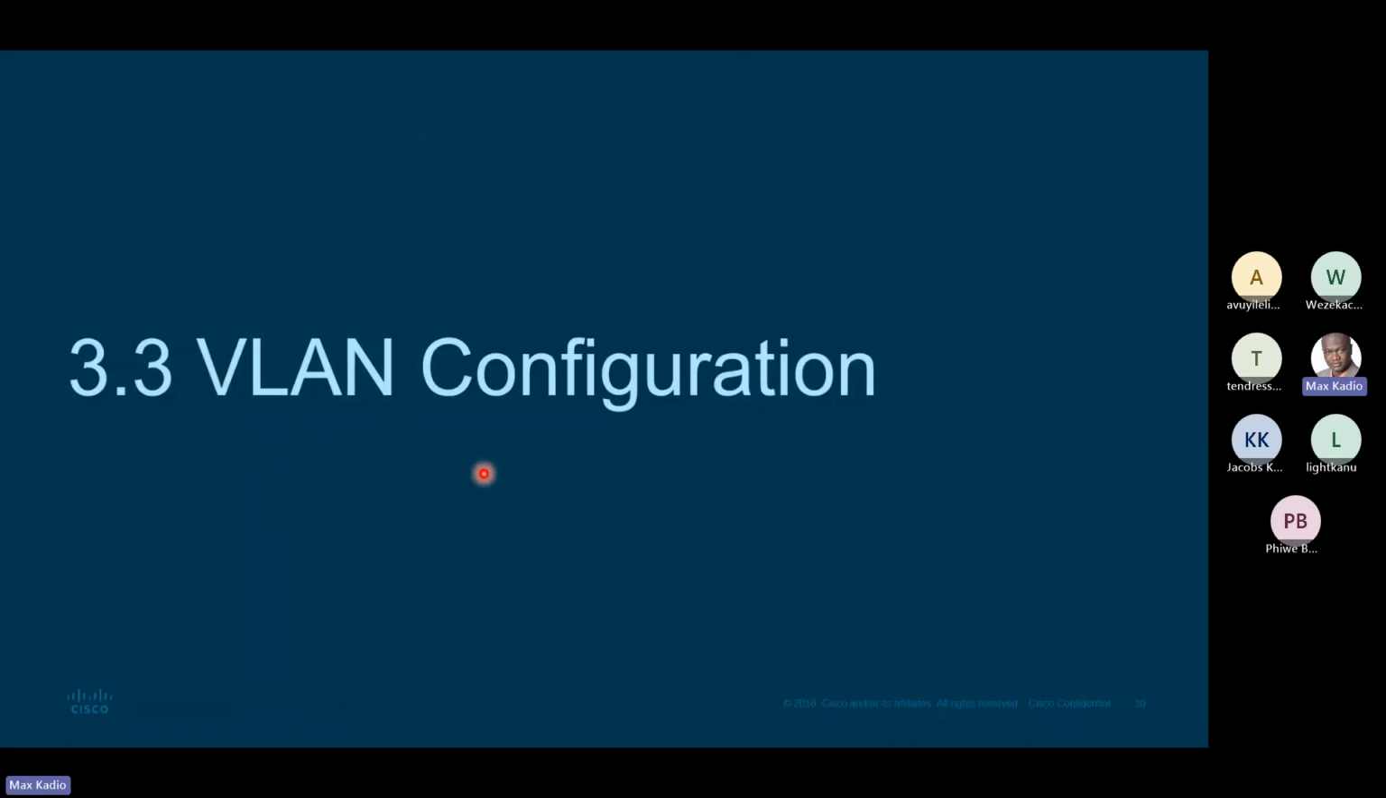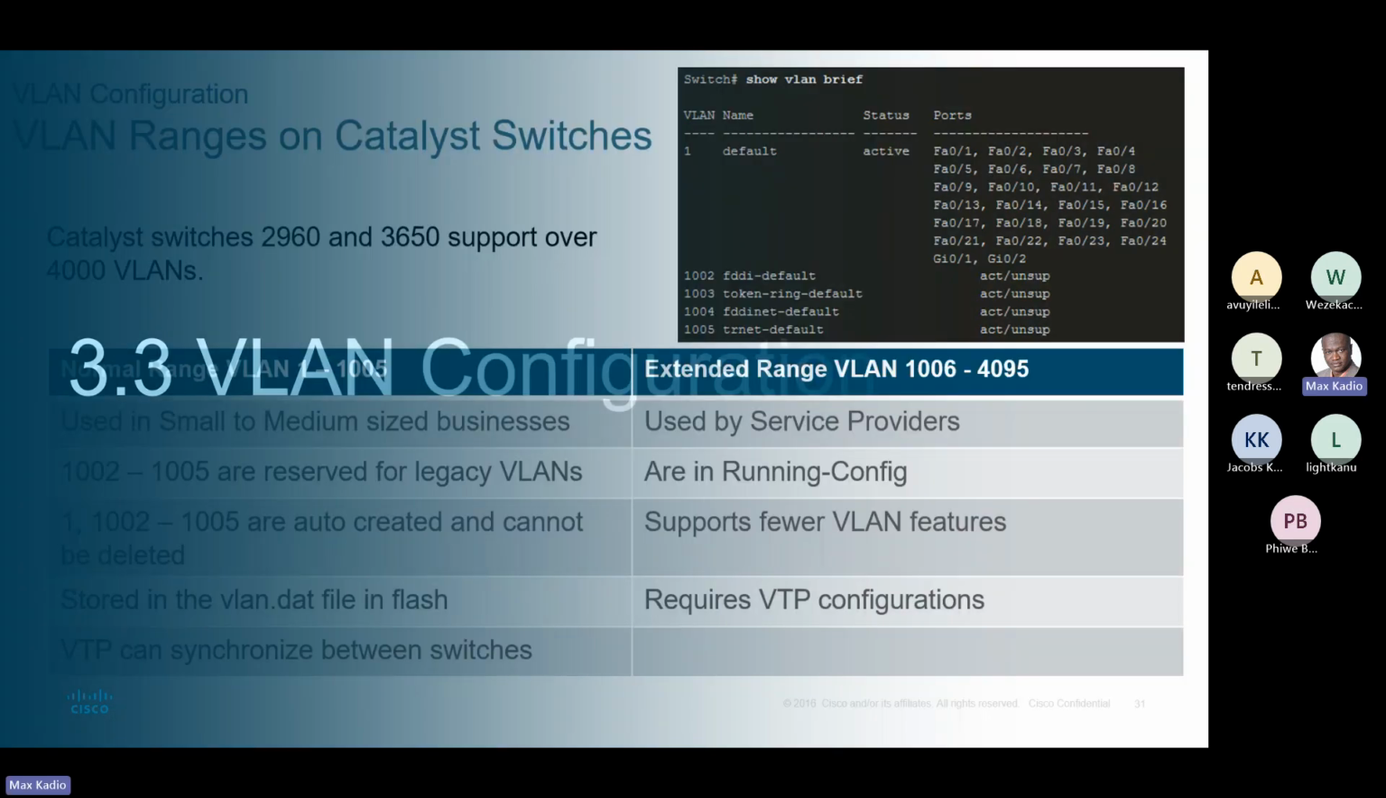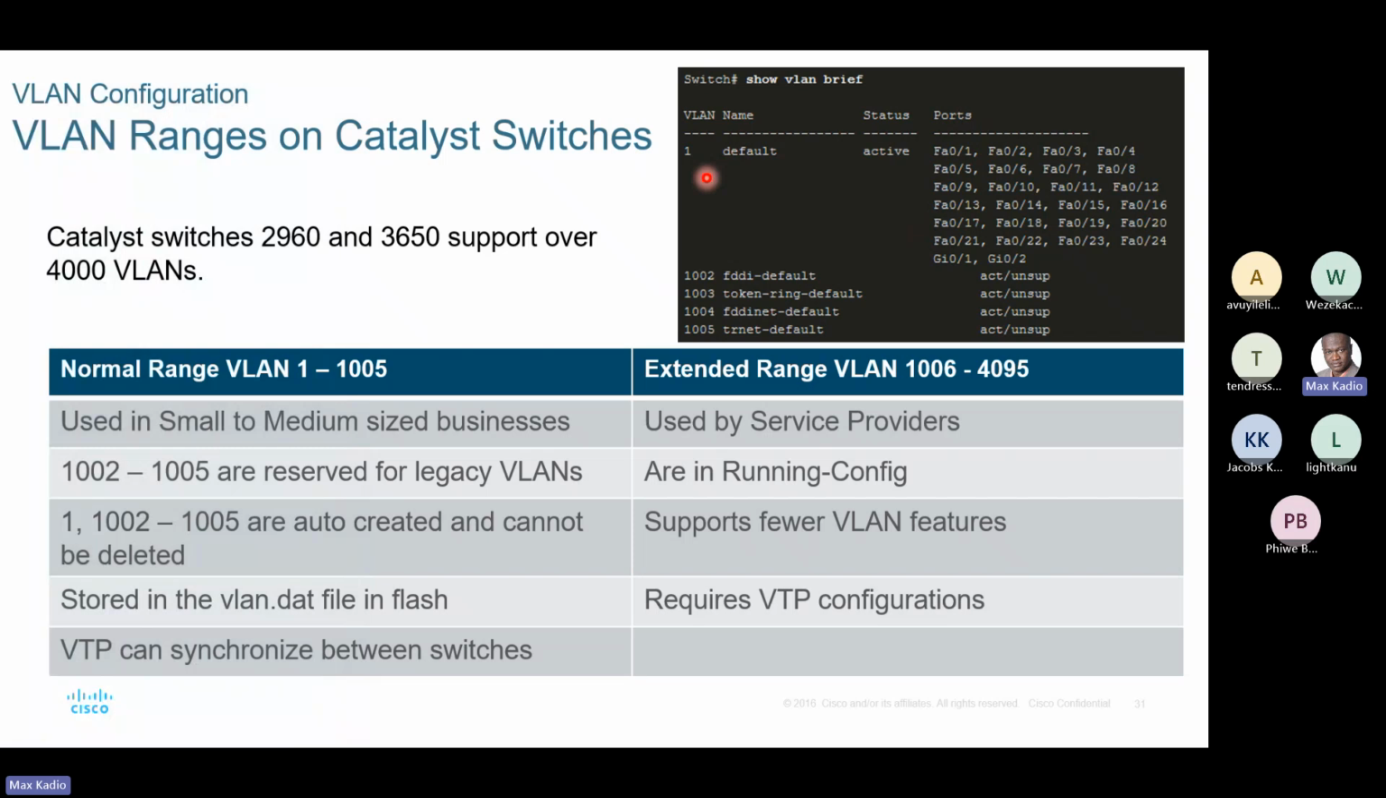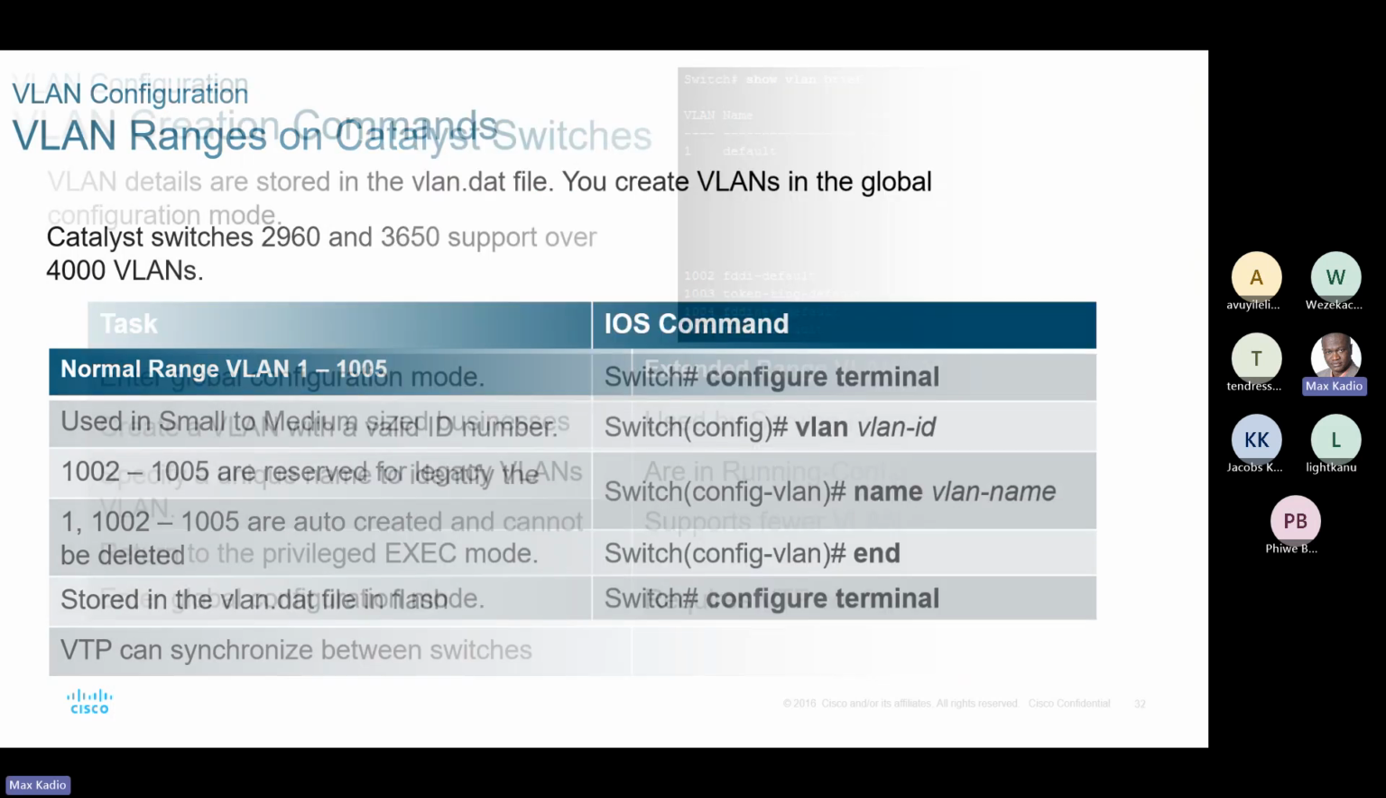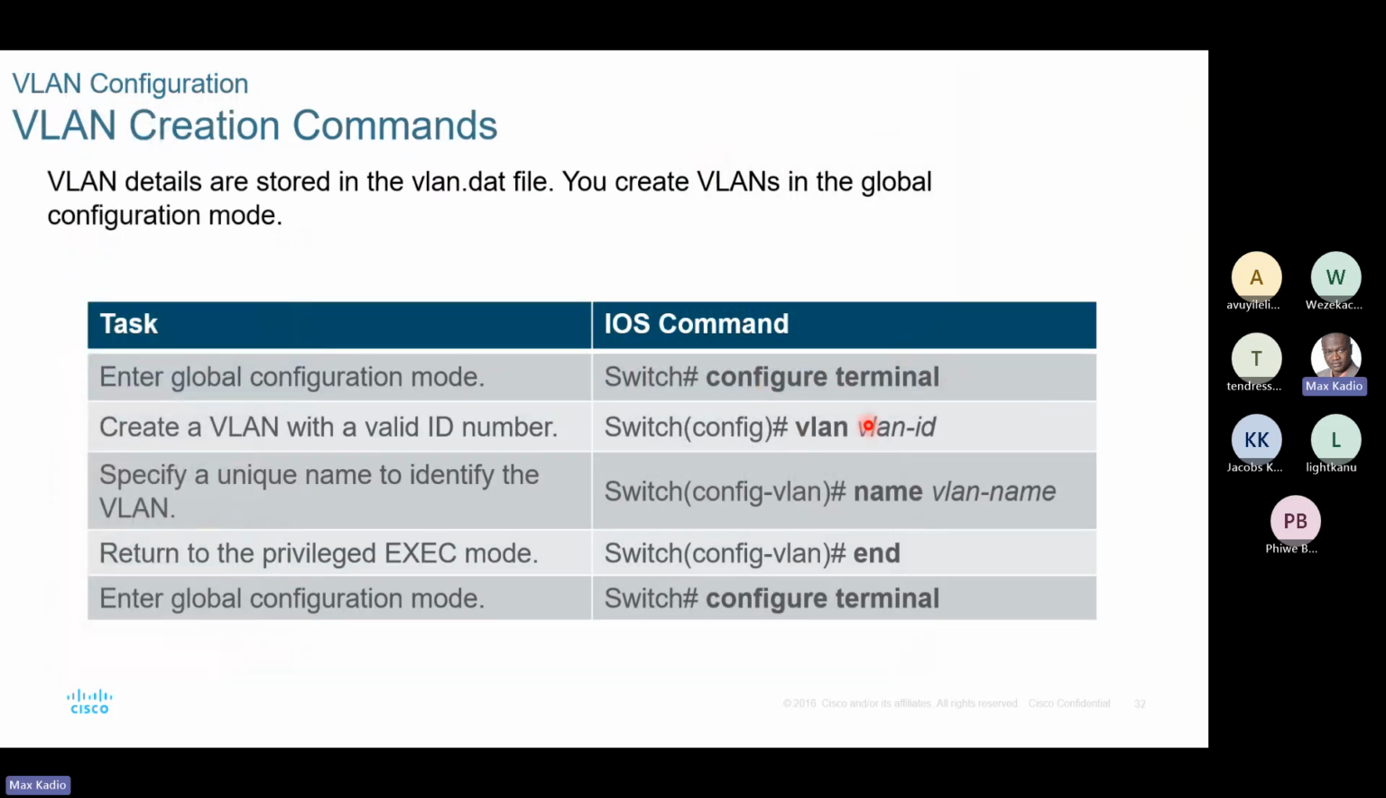Now, what is more important is how to configure. To configure a VLAN, it's very simple. We have two steps. You create the name, and after that, you assign a port to that VLAN. That's all. By default, if you don't create any VLANs, they all belong to the default VLAN, VLAN 1. Now, how to create: conf t, vlan 10, name student, and copy run start.